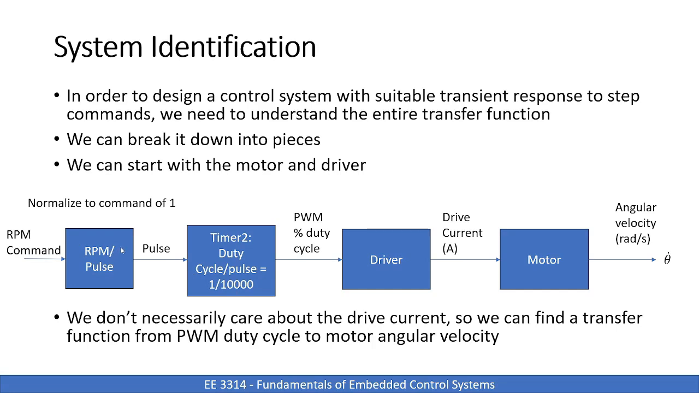And then that's going to be driven by the calculation of RPMs per pulse, and then obviously back to an RPM command. So if RPM command, this is going to give us actually pulse per RPM, if you will. That's going to give us the pulse value, which is going to give us a duty cycle, which will drive the driver to a certain drive current, which will make the motor turn at a particular angular velocity. So you kind of see the whole chain of what we're trying to do here.